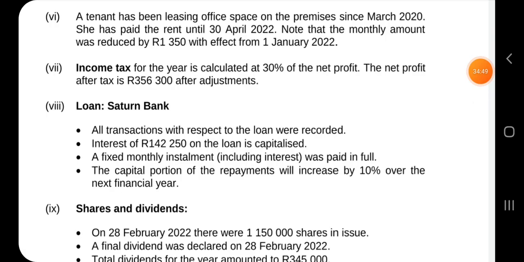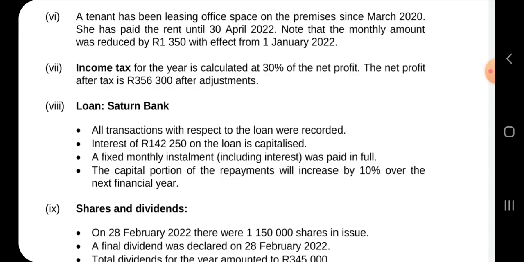So rent adjustment. It says a tenant has been leasing office space on the premises since March 2020. She has paid the rent until 30 April 2022. And note that the monthly amount was reduced by 1,350 with effect from 1 January 2022.